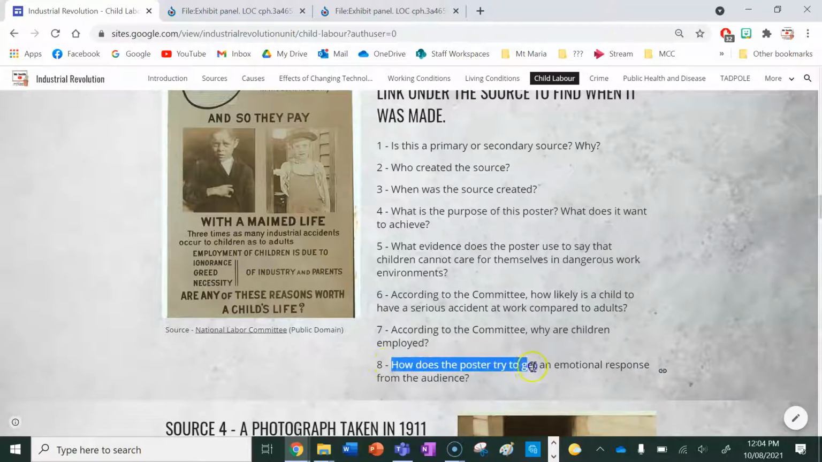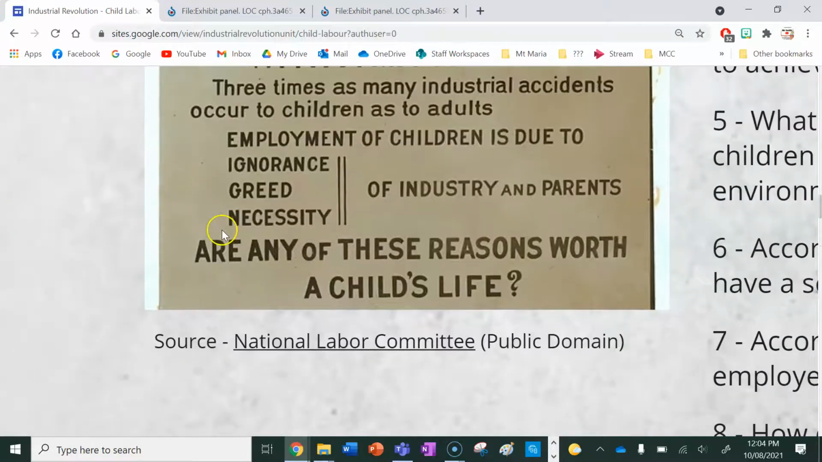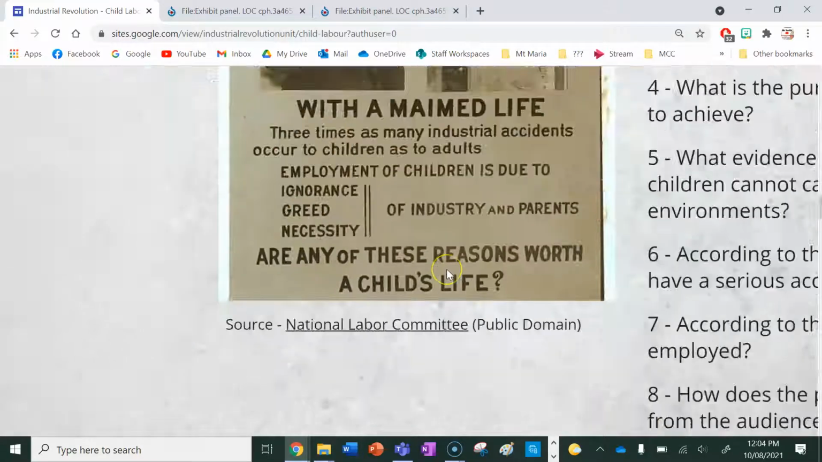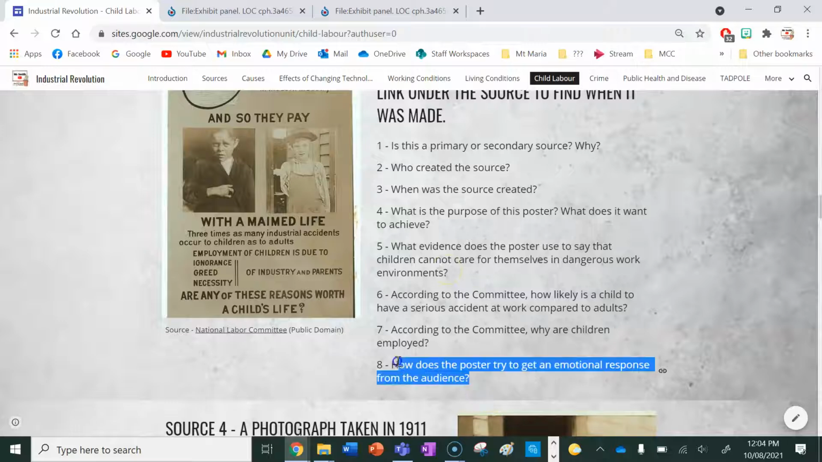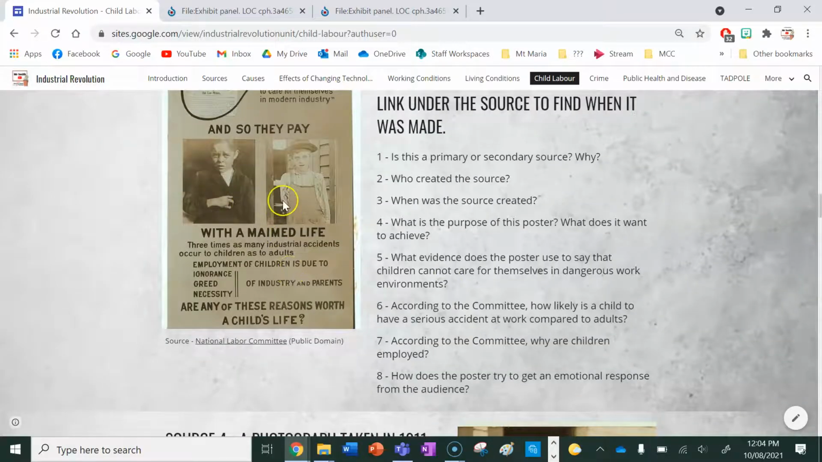Number 8, how does the poster try to get an emotional response from the audience? By questioning them and making them feel guilty. So are any of these reasons worth a child's life? So they're comparing essentially the reasons for child employment, balancing it against the life of a child, so to make the audience feel guilty that this is occurring. Because adults are the ones who are enforcing this, and the adults are the ones who are going to change it as well. The kids can't, but adults can.